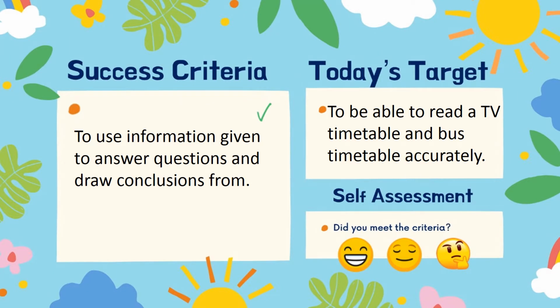Okay, so today's success criteria. We're going to be looking at tables again, timetables, and so you've got to be able to use those timetables to be able to answer as many questions correctly as possible and draw your own conclusions from the information. So you've got to be able to read a TV timetable and a bus timetable accurately. So we'll be looking at times of different routes for the buses and times of different programs for the TV.